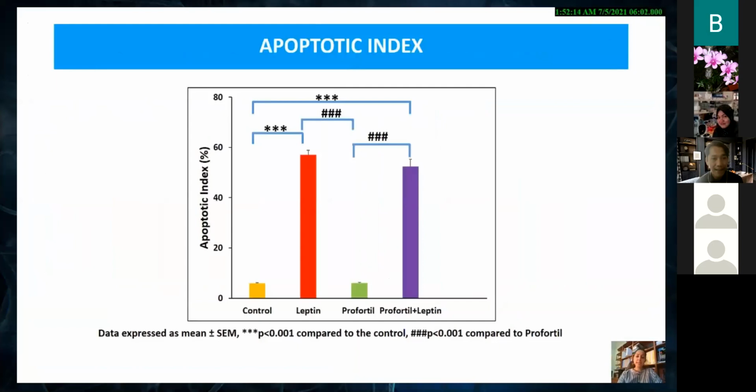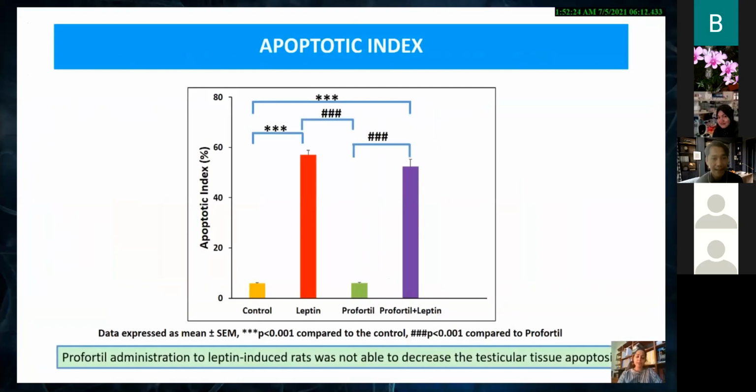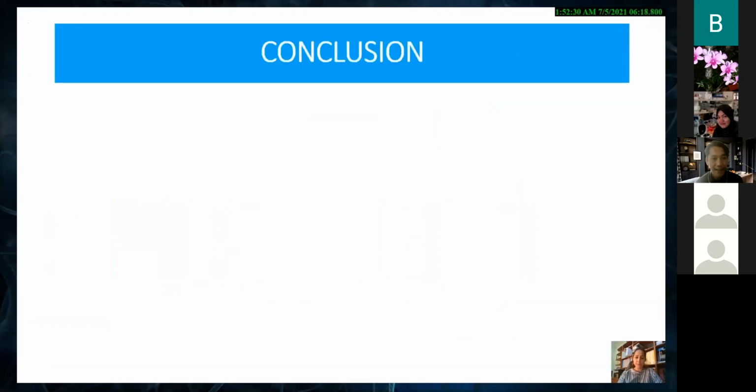TUNEL assay indicated that the apoptotic index was significantly higher in the leptin and the Profotil and leptin-treated rats compared to control and Profotil-only treated rats. Profotil administration to leptin-induced rats was not able to decrease the testicular tissue apoptosis.